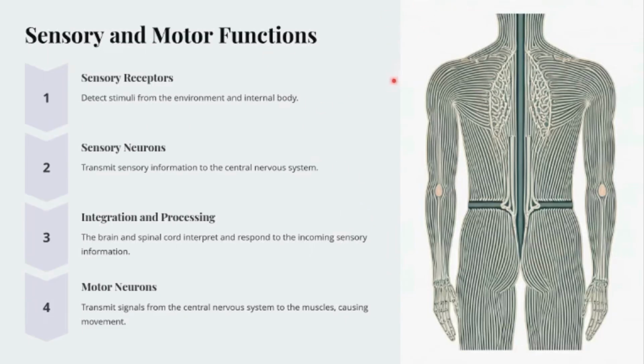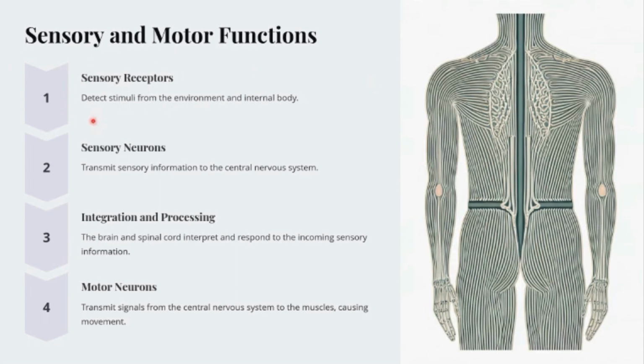Sensory and motor function. The nervous system's function can be broadly categorized into sensory and motor functions. Sensory neurons collect the information from the environment and send it to the central nervous system where it's processed. The motor neurons carry the commands from the central nervous system to the muscles or glands, enabling movement or secretions in response to sensory input.